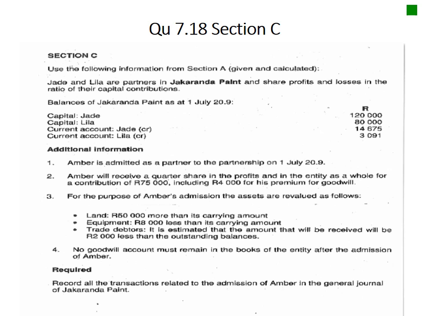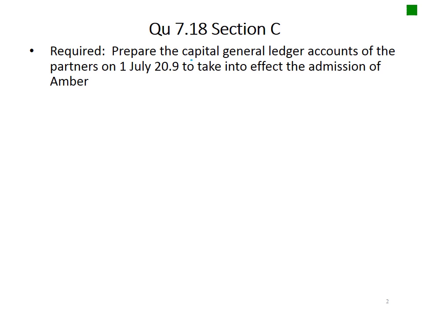Hello students, in this final video I'm going to be doing question 718 section C, but instead of recording the transactions in the general journal of the partnership, I'm going to show you the capital accounts of the partners, the general ledger accounts. The requirement of the question is that we prepare the capital general ledger accounts of the partners on the 1st of July 2009 to take into effect the admission of Amber.